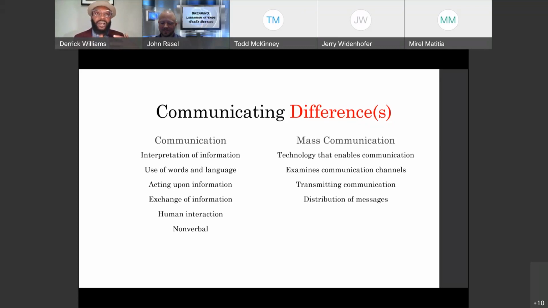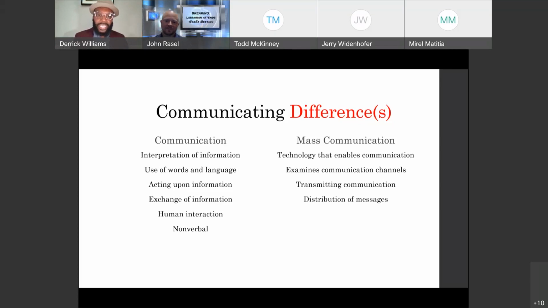Now, a subset of that is what is known as mass communication. Mass communication is what Marshall McLuhan calls the medium. That's the communication or the technology or apparatuses that we use to effectively communicate. To think about this, mass communication looks at the medium, i.e. we're here on this WebEx, and so our devices, our phones, our laptops, those are all what we would consider mass communication. How do we communicate using digital technology? It examines communication channels and distribution of messages.